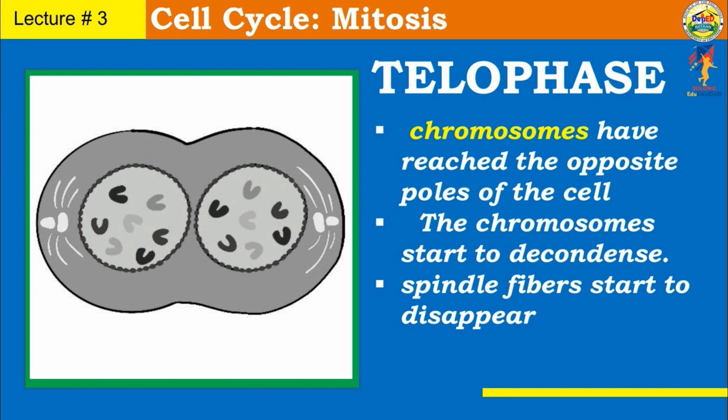After anaphase, we have the telophase. So what happened during telophase? So during telophase, it is roughly the reverse of the prophase. The cell elongation that started in anaphase continues until a constriction is formed from the outer middle portion of the cell. So the chromosomes have reached the opposite poles of the cell. The spindle fibers start to disappear. The nuclei and cytoplasmic contents of the daughter cells start to reform. Also, the chromosomes will start to decondense.